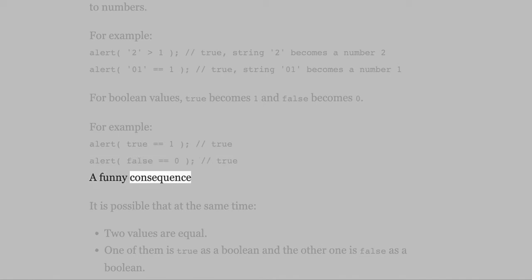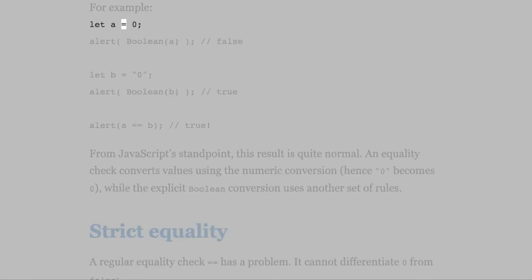A funny consequence. It is possible that at the same time, two values are equal, one of them is true as a Boolean and the other one is false as a Boolean. For example, let a = 0; alert(Boolean(a)) is false; let b = '0'; alert(Boolean(b)) is true; alert(a == b) is true. From JavaScript standpoint, this result is quite normal. An equality check converts values using the numeric conversion, hence '0' becomes 0, while the explicit Boolean conversion uses another set of rules.